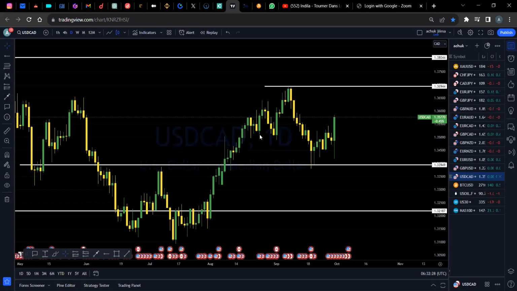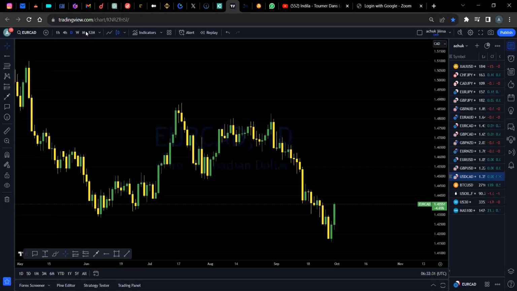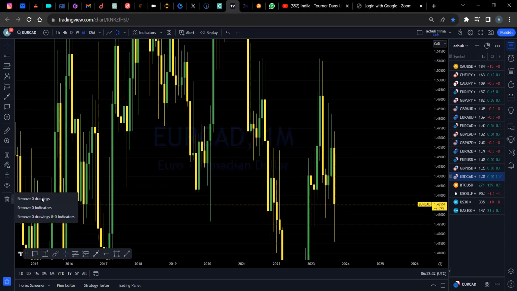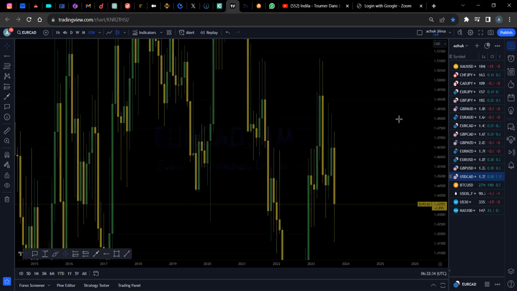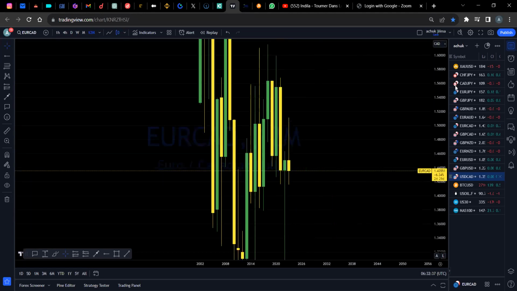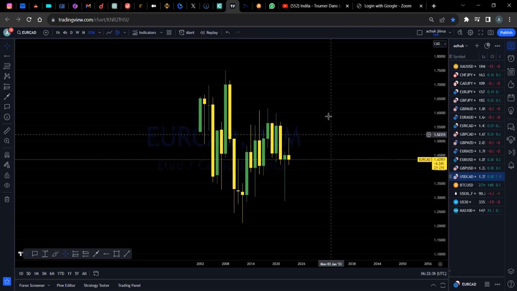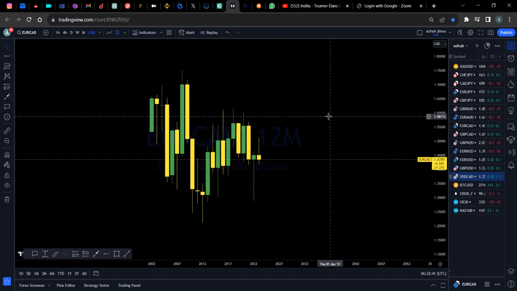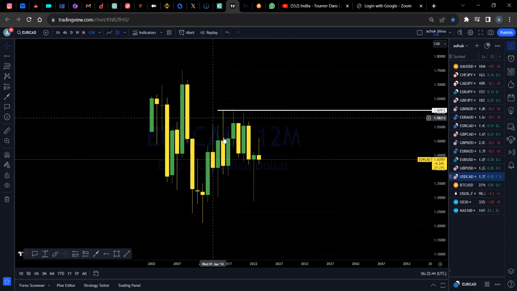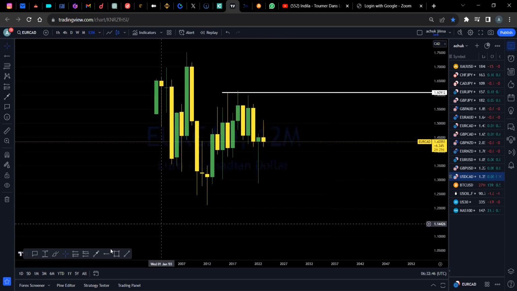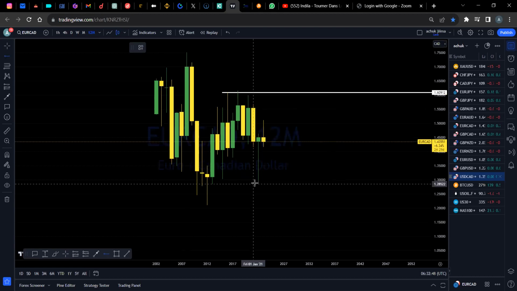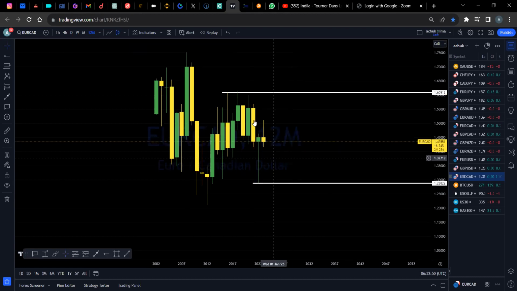So how is EURCAD doing? Let's look at EURCAD on the monthly chart, and also not forgetting the bigger picture, which is the yearly chart. If you look at the yearly chart, it's bearish because this is an area of resistance the market could not go past, and we have a wick which has to be filled eventually with time. So will this head all the way down to here? That is what we shall have to see.